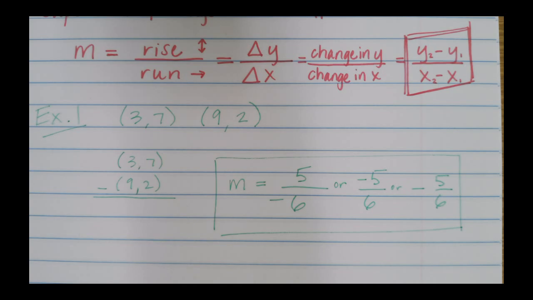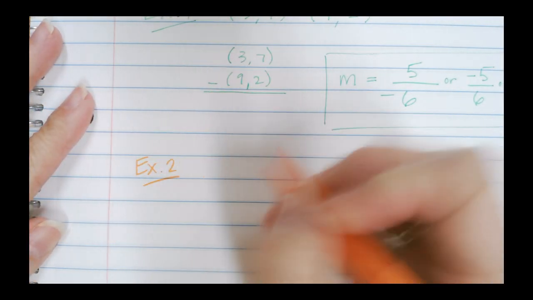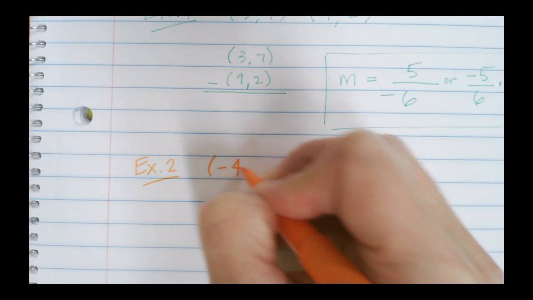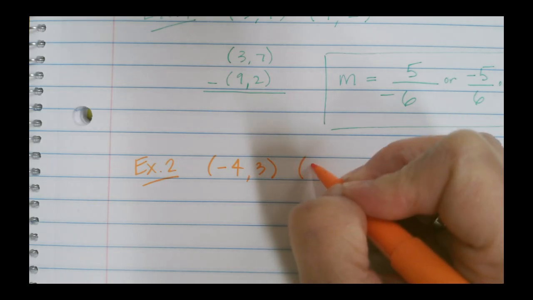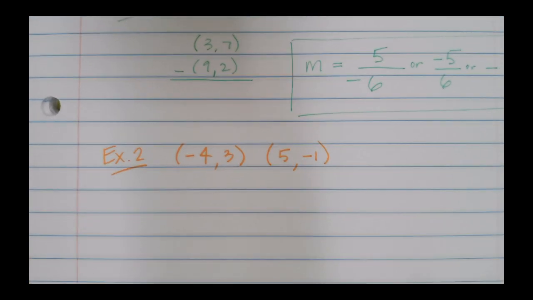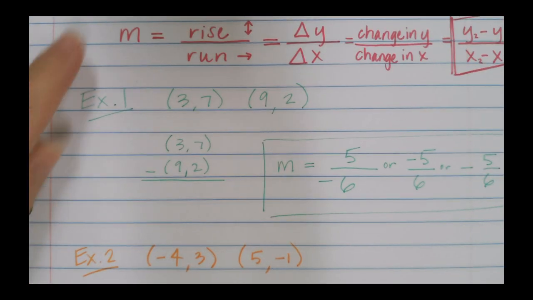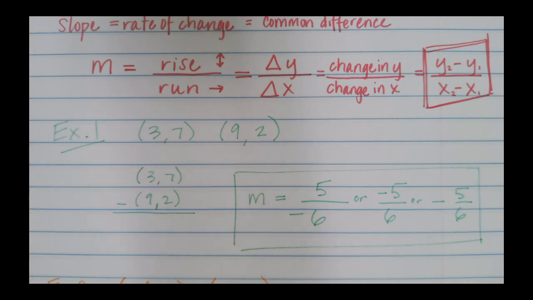All right, let's try another one. Let's say, for example 2, we have (-4, 3) and (5, -1). We are finding the slope, so we need to do rise over run. And again, we can't go through it on the graph. We're just going to subtract the points.